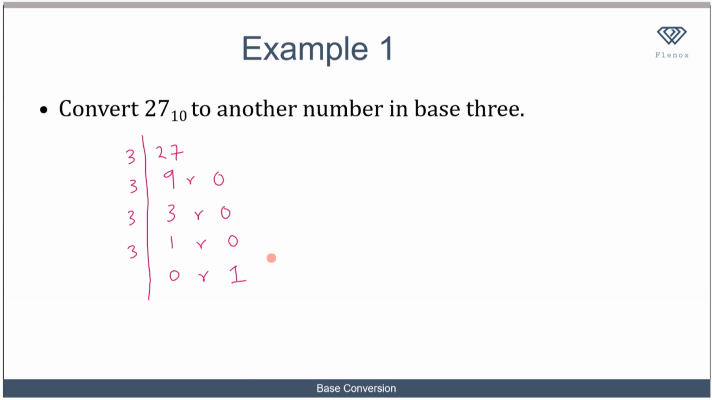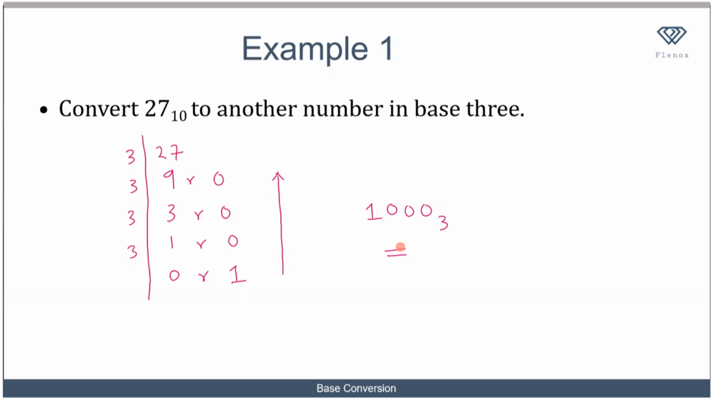And the second step says you should write out the remainders in reverse order. So you start from the bottom and you write up. When you do that, you have 1, then 0, 0, 0. So you have 1, 0, 0, 0 in base 3. So 27 in base 10 is equal to 1000 in base 3.